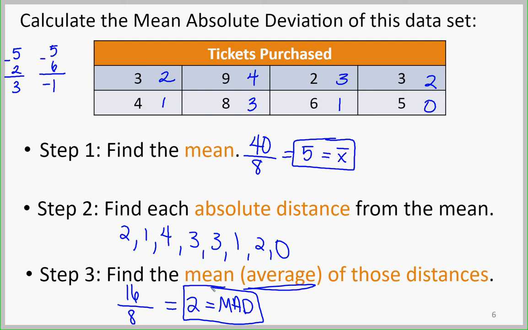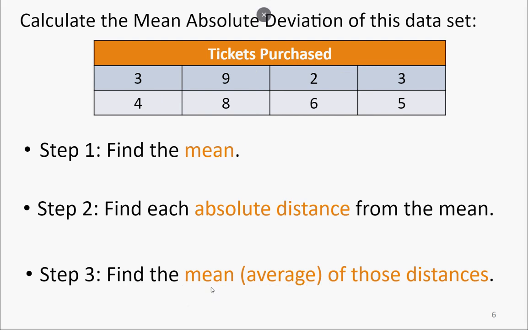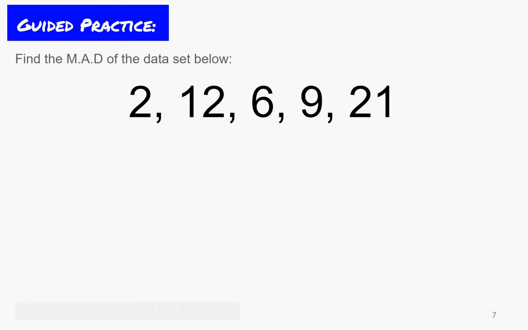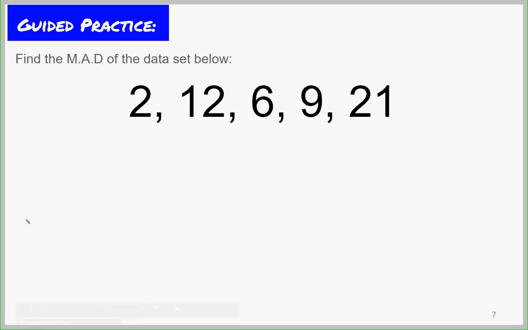Okay, let's try the next one. And this is how it's usually going to be. You're just going to be given a set of numbers. Usually, you're given about 5 to 6 numbers or so. So usually it's not anything too crazy. But we're going to go ahead and find the MAD of these numbers. So step 1 is to calculate the mean. So let's calculate the mean.